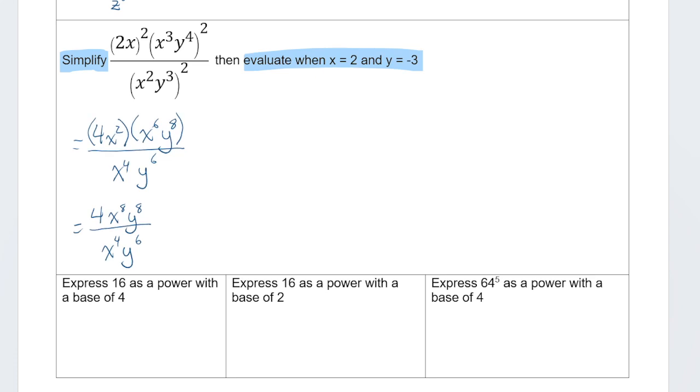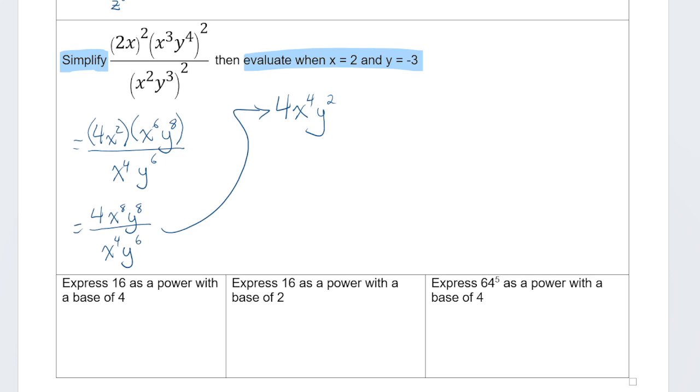And here's some simplification. I can divide the top and bottom by x to the power of 4. Well, let's not go that route. Let's just do our rules here. So 4 divided by 1 is 4. X to the 8 divided by x to the 4th, I subtract the exponents. X to the power of 4. And y to the power of 8 divided by y to the power of 6. 8 minus 6 is 2. So we have y squared.